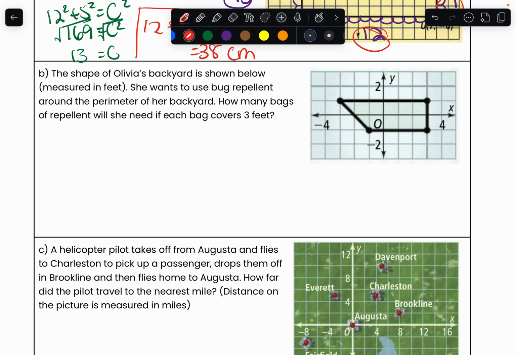She wants to use bug repellent around the perimeter of her backyard. Now, how many bags of repellent will she need if each bag covers 3 feet? Let me first figure out how many feet, and then I figure out how many bags she needs. To figure out how many feet, again, we're still trying to find the perimeter.